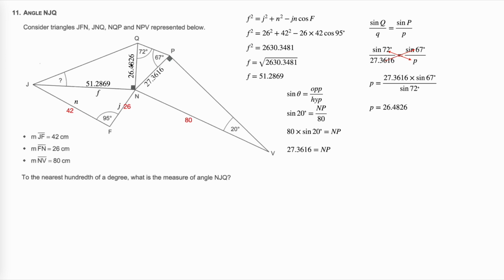I now have enough information to figure out my angle because this is a right angle triangle. I have the opposite side, which is opposite the angle, and we have the hypotenuse, so this is the adjacent. We know the opposite and the adjacent, so we can use the tangent. Tangent of our angle is opposite over adjacent. I'm going to call this angle J. The tan of J is the opposite, 26.4826, divided by the adjacent, 51.2869. That gives us 0.5164. Take the inverse tan of both sides. J is equal to the inverse tan of 0.5164, which gives us 27.3 degrees.